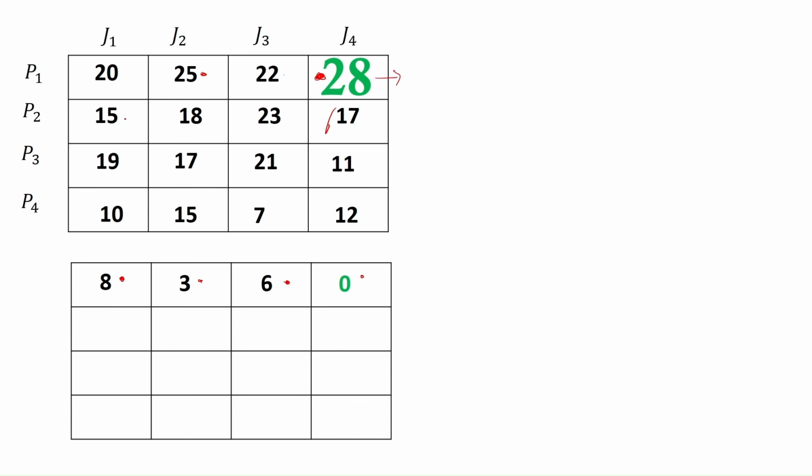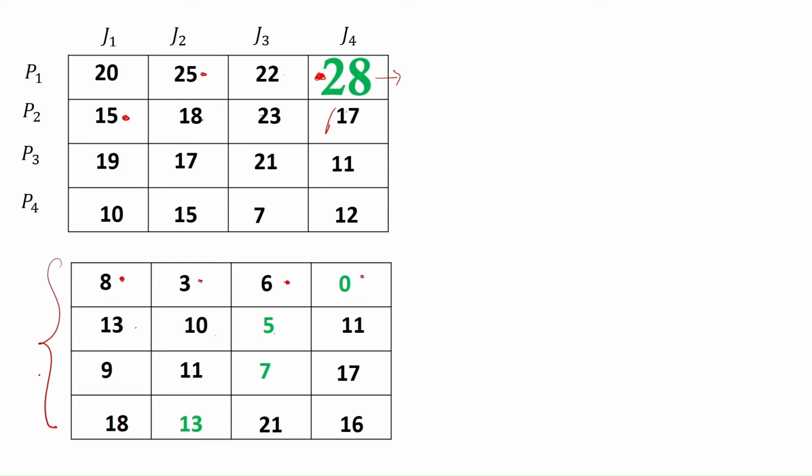What if you subtract 15 from 28? You get 13, and this 18 goes to 10, 23 becomes 5, 17 becomes 11. So in the next row also, in the last row. Now this becomes your cost matrix for the assignment problem.